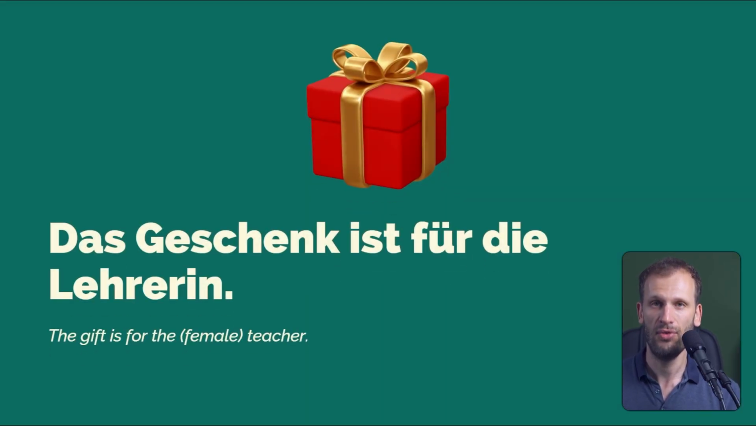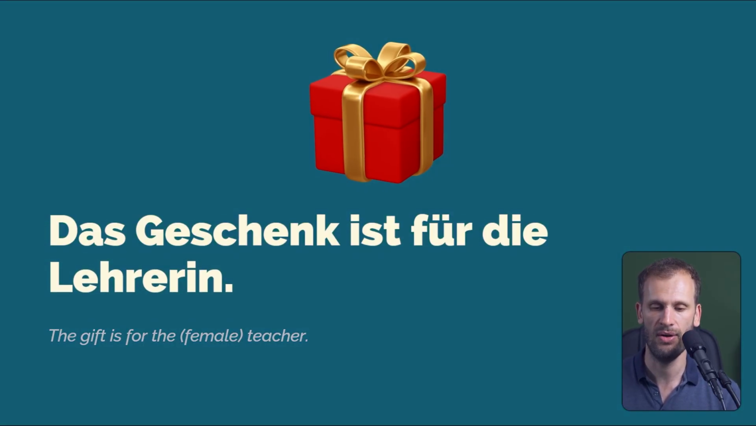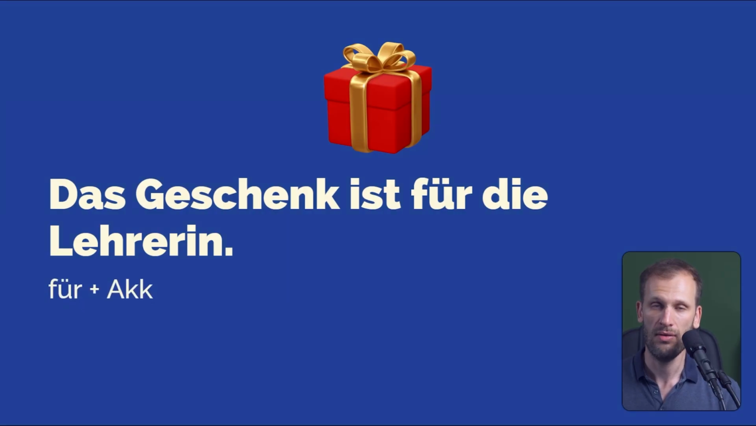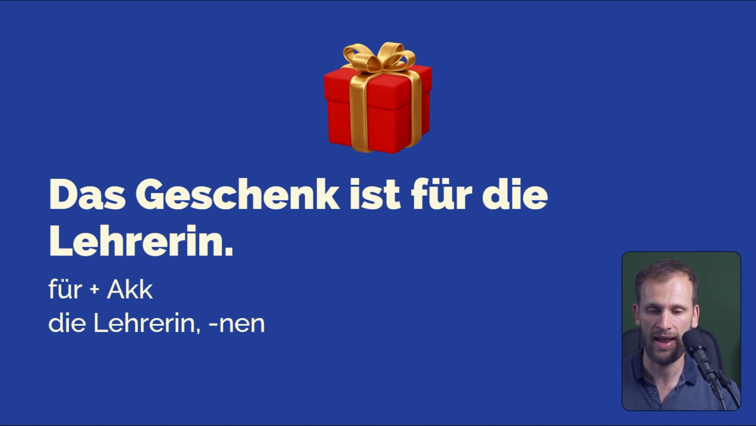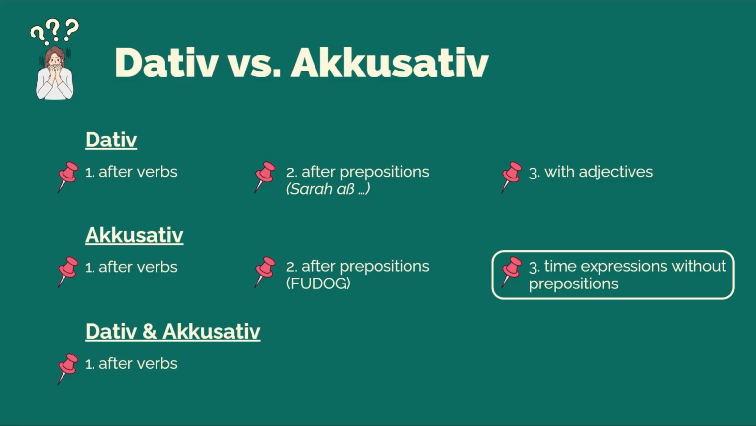And the 3rd foo dog preposition is für. This one is super important and super common. Das Geschenk ist für die Lehrerin. The gift, the present, is for the teacher. Female teacher. It's Lehrerin, of course. So, für plus accusative. Die Lehrerin, plural, die Lehrerinnen. Like always, the female profession nouns that end in in, they always get an extra nen for their plural forms.